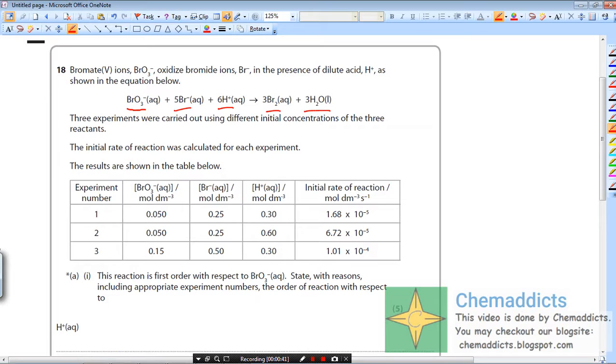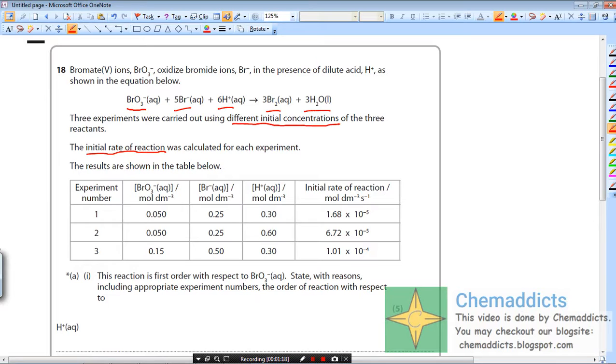So three experiments were carried out using different initial concentrations of the three reactants. The initial rate of reaction was calculated for each experiment, so the initial rate is also given. That's totally fine. The results are shown in the table below.